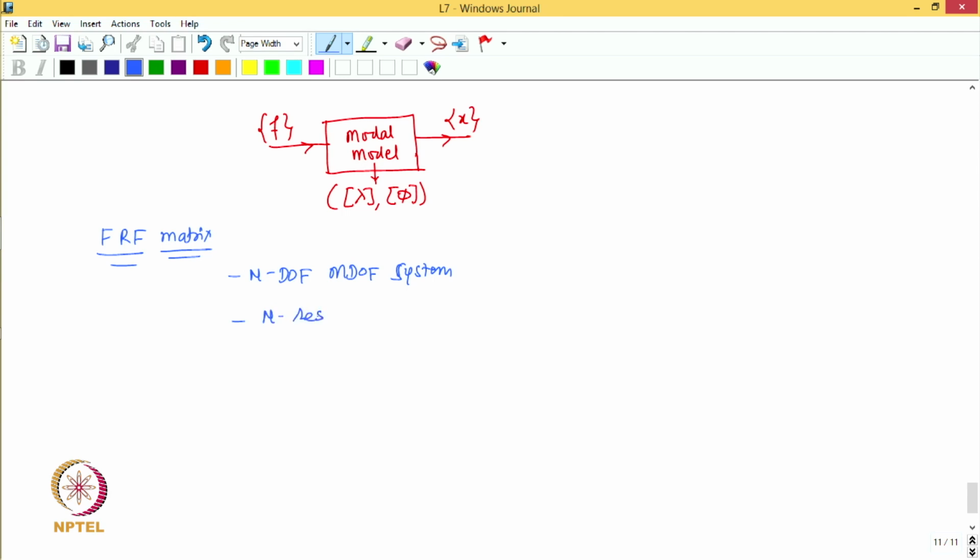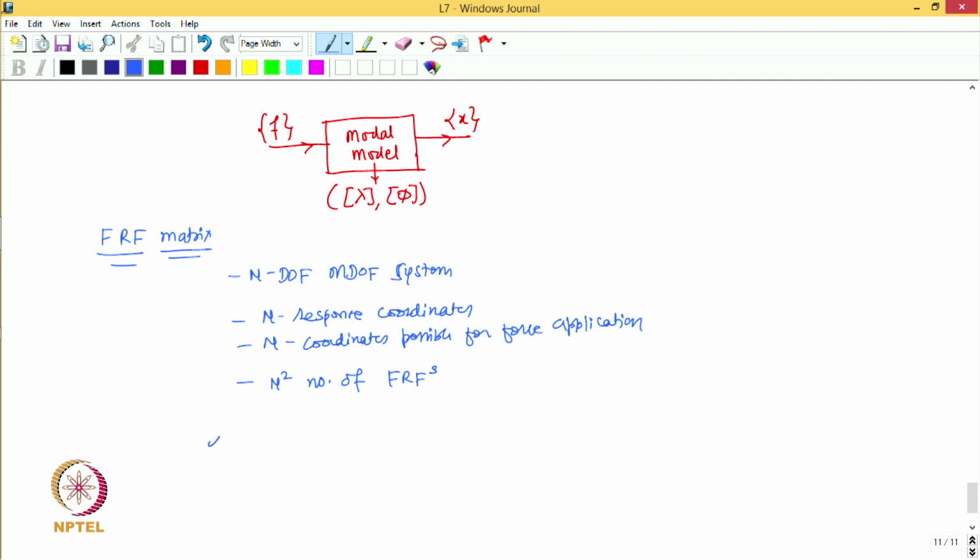And that is why, since we have n response coordinates, right, and then there are n coordinates possible for force, there are n into n, that is n square number of combinations of response and force coordinates, and hence there are n square number of FRFs, n square number of frequency response functions corresponding to each choice of response and force coordinate.